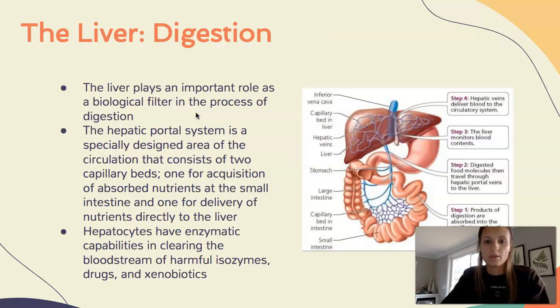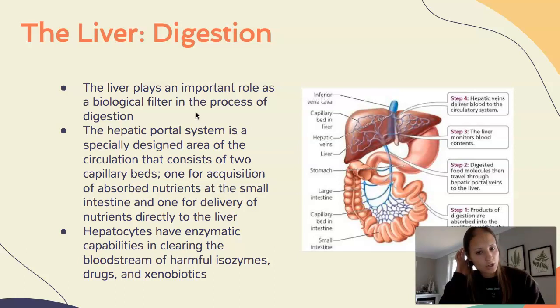So the liver plays several parts in the process of chemical digestion, and the first one we'll discuss is that of a biological filter. The image on the right demonstrates the hepatic portal system, which is a specially designed area of the circulation that consists of two capillary beds, one for acquisition of absorbed nutrients at the small intestine, and one for delivery of nutrients directly to the liver.